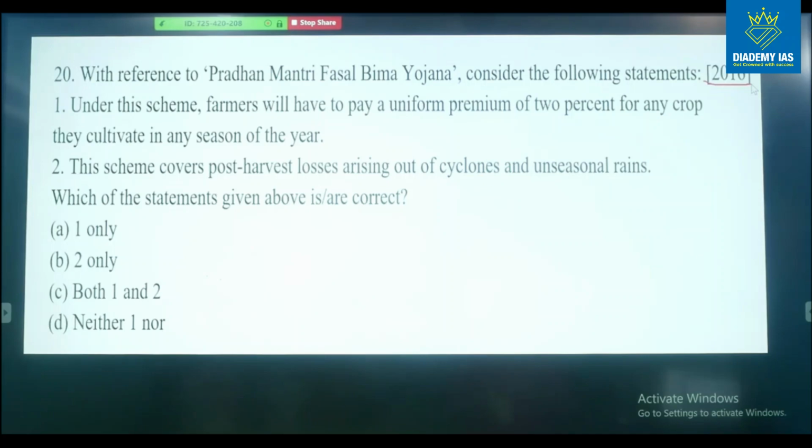Sir, option B. Okay. Answer is option B only, definitely. Statement 1 is wrong because the limit for Kharif is 2%, Rabi is 1.5%, and commercial horticulture is 5%. So statement 1 is wrong and statement 2 is 100% correct. Answer is statement 2 only, option B.